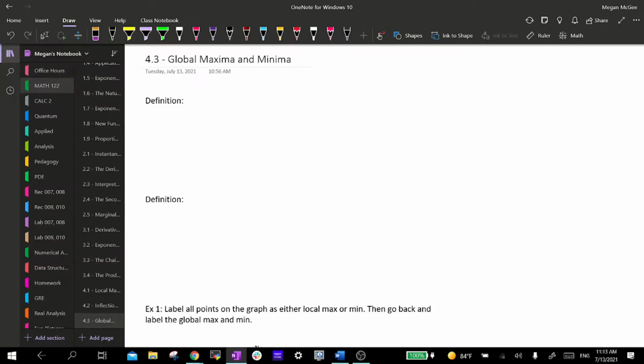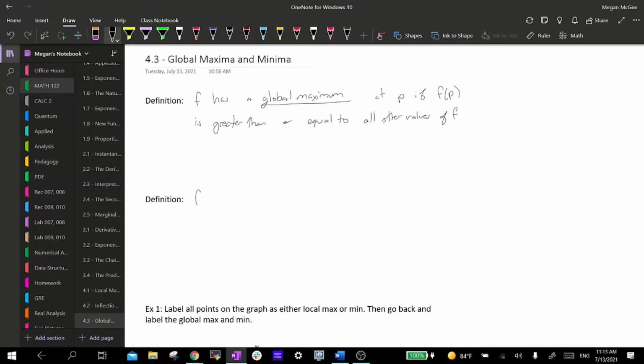Welcome to section 4.3. Today we are talking about global maxima and minima. So our first definition: f has a global maximum at a point P if the value f of P is greater than or equal to all other values of the function.